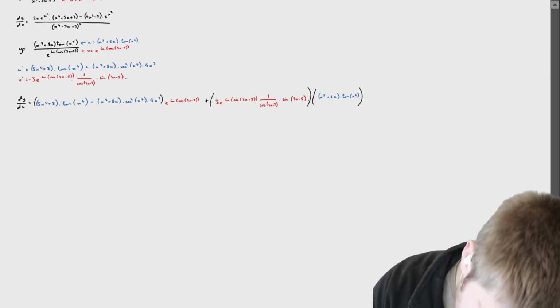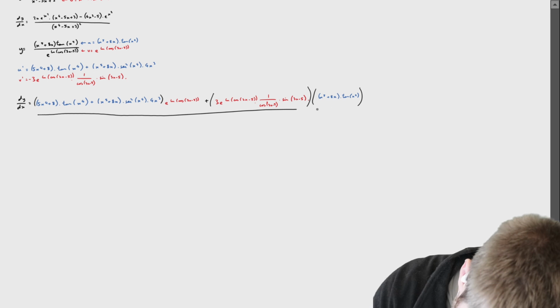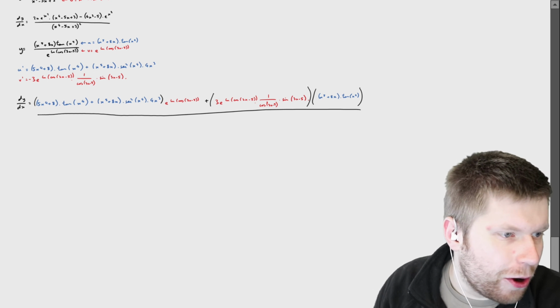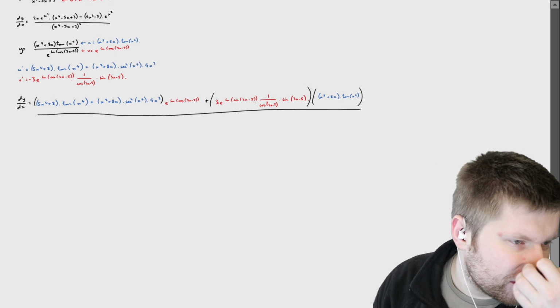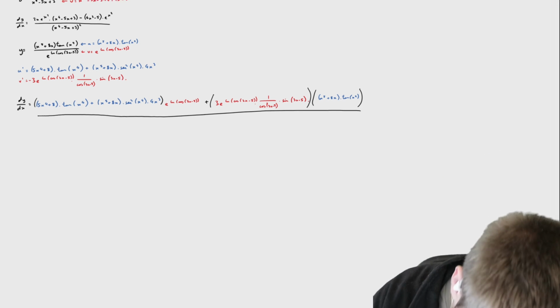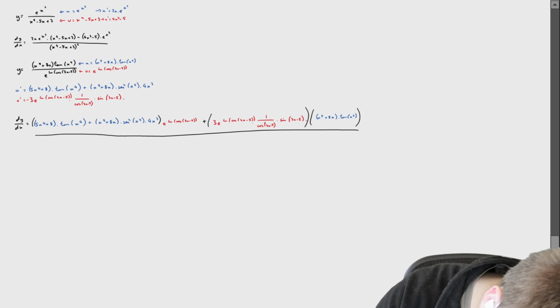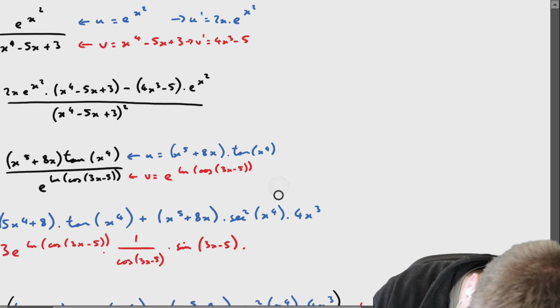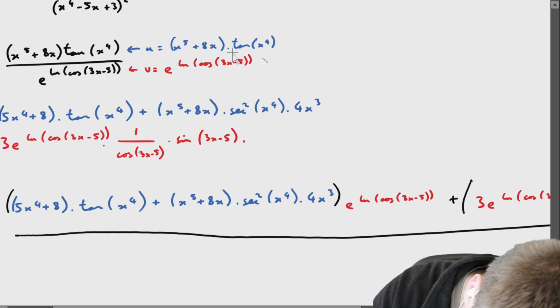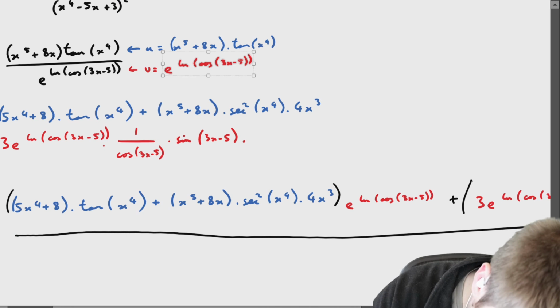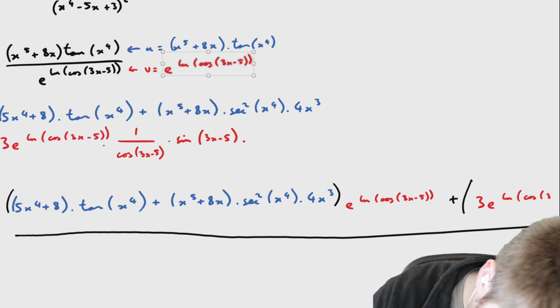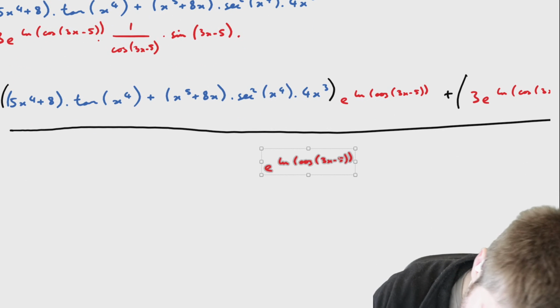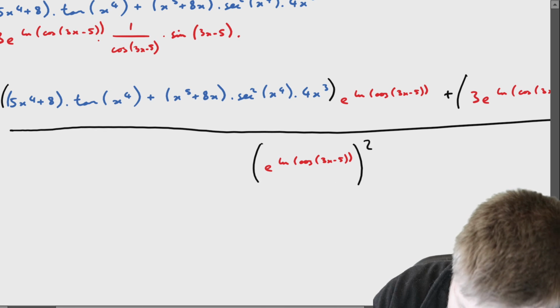Let's zoom out so we can see what's happening here. I put all of that big long thing over a vinculum, so I put it over a denominator, and the denominator is going to be v squared. So again, I'll take my v, which is e to the power of the natural log of cosine of 3x minus 5, and I'm going to stick that on the denominator. And then I'm going to square all of that.